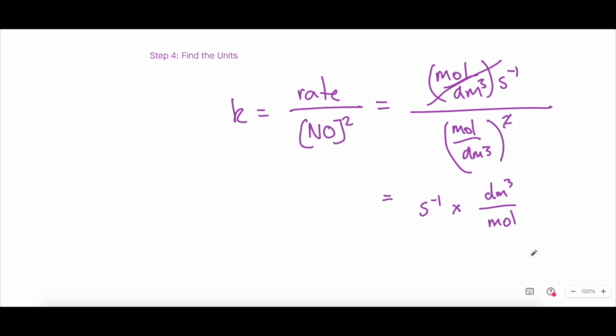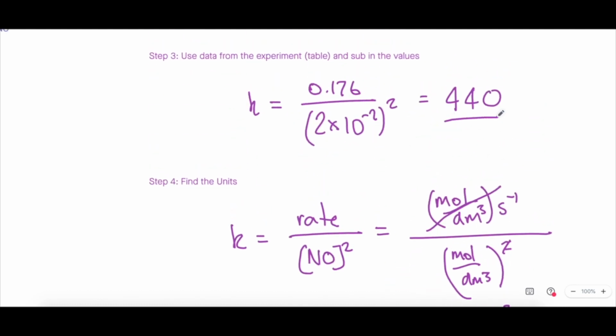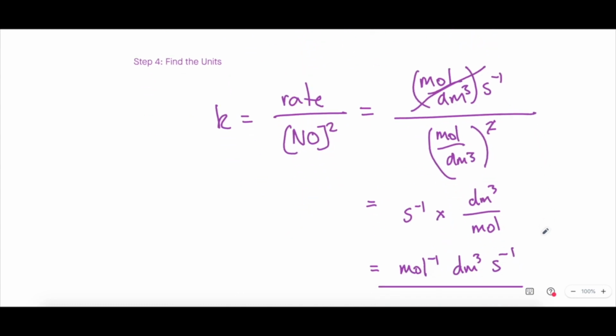And then, because the mole is at the bottom of the fraction, that's essentially moles to the minus 1. So what you've got here is moles to the minus 1. Your dm cubed is at the top of the fraction, so that stays as dm cubed. And seconds to the minus 1 stays as seconds to the minus 1. So that's your units. So we've got our units and we've got our answer. So we found the rate constant.